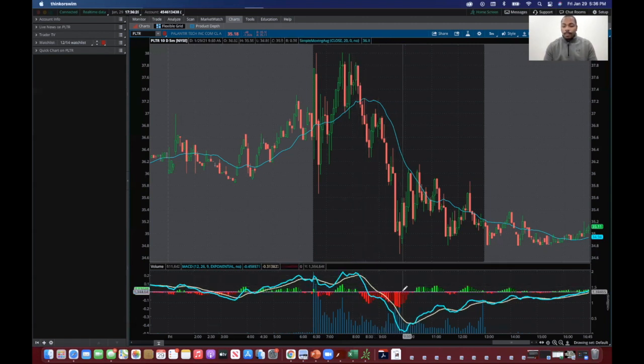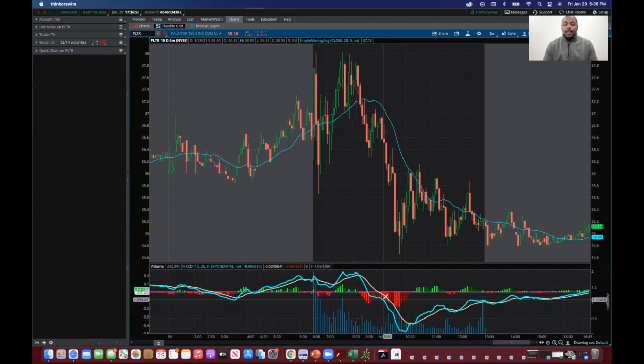You see this purple line? It's called the zero line. Usually when the MACD and the signal line are above the zero line, that shows us that the stock is bullish. It's on an uptrend. It shows us the stock is strongly bullish.